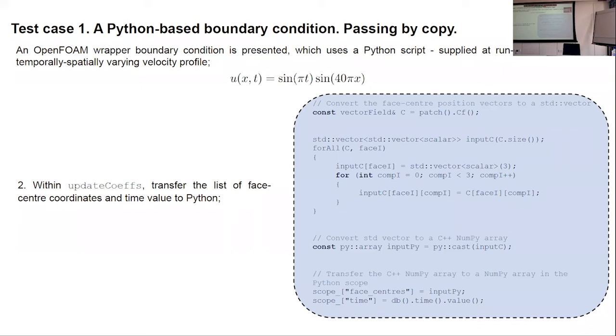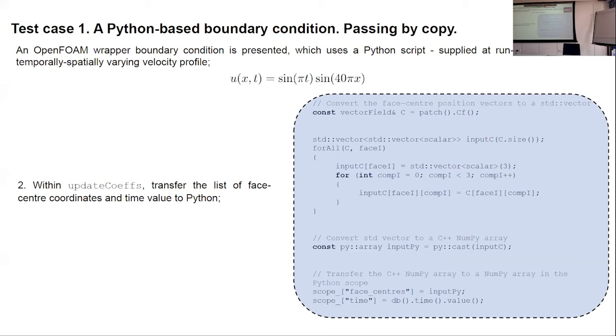Within the updateCoeffs function of the boundary condition, we are simply passing the information. All of the code that you are seeing here is passing the information from OpenFOAM to the Python interpreter by copy. In this first example, I'm showing only the by copy approach.